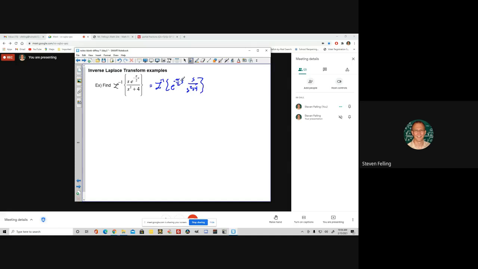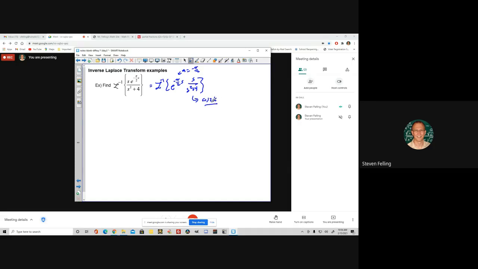Because whenever I see something like that, it means that this right here is my a. My shift amount is pi over 2, right? And then this right here transforms to cosine, right? Cosine of 2t, right? So I'm going to have a shifted version of cosine, right? But also multiplied by a unit step function.